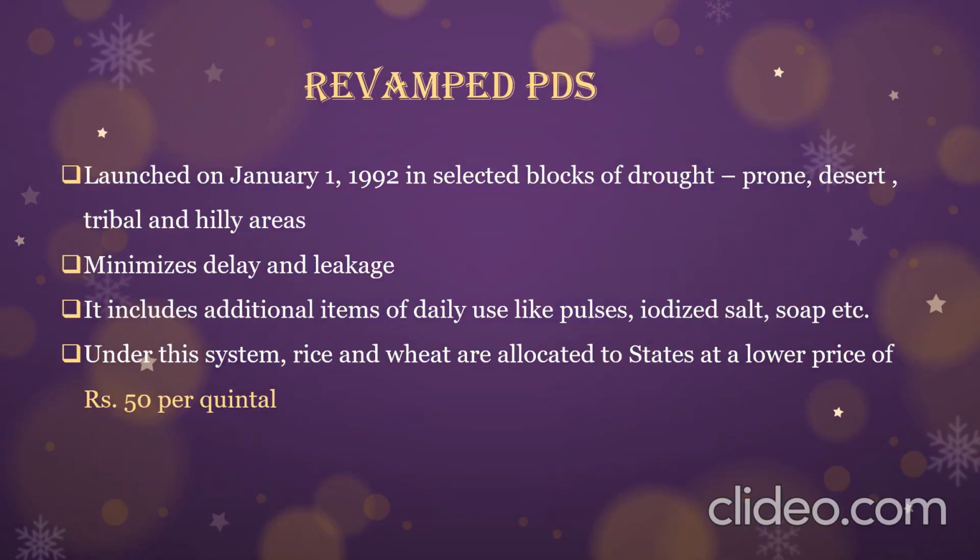Under the public distribution system, we have the revamped public distribution system. This revamped public distribution system was launched on January 1st of 1992 in order to strengthen and extend its reach in selected blocks of drought-prone areas, desert areas, tribal as well as hilly areas. It minimizes the delay and leakage of the agricultural commodities. It includes additional items of daily use like pulses, iodized salt, soaps, etc. Under this revamped system, rice and wheat are allocated to the states as well as the union territories at a lower price of ₹50 per quintal.